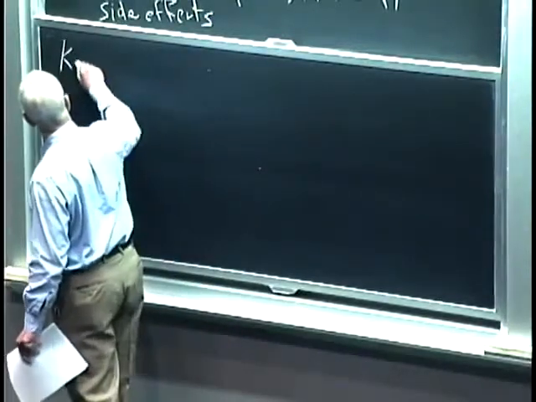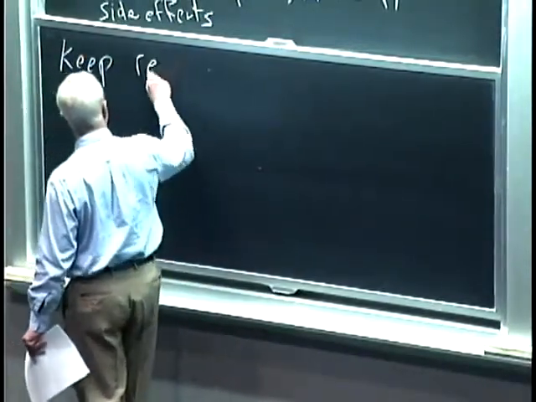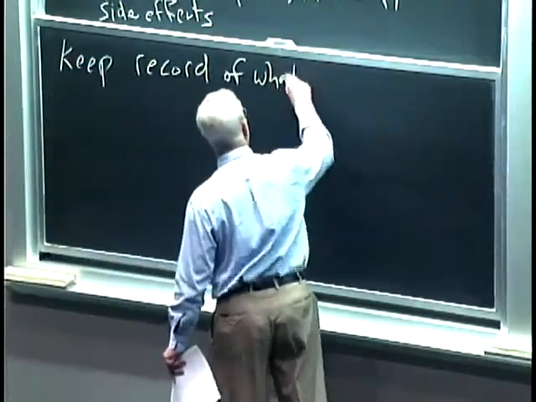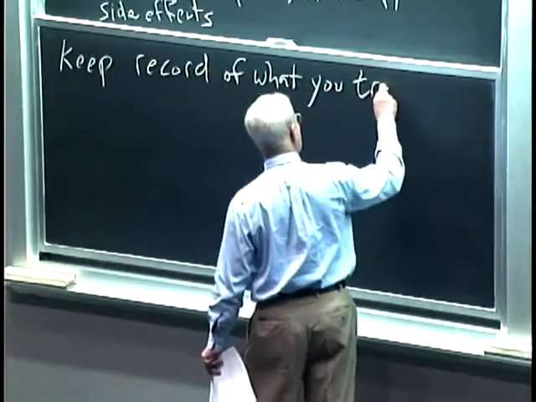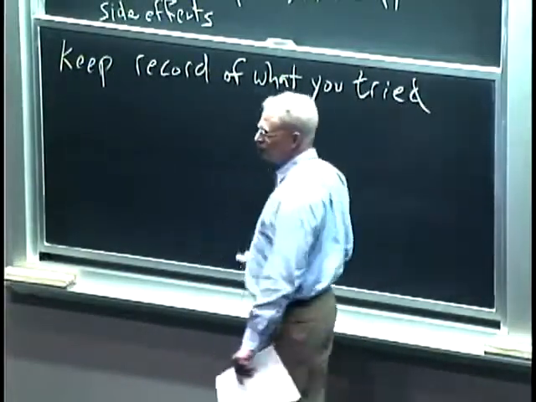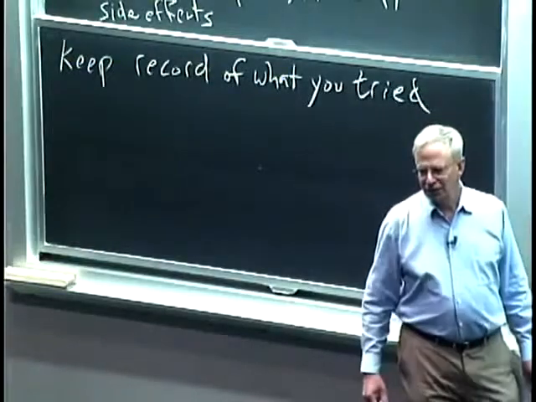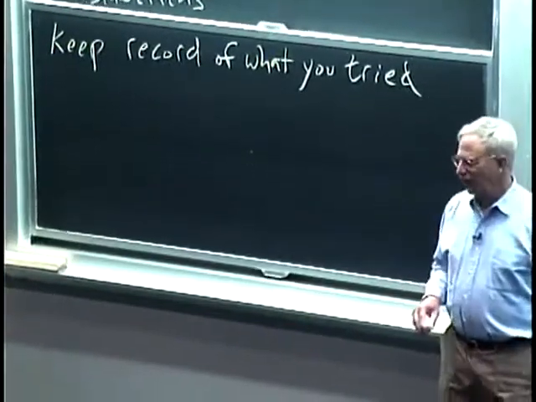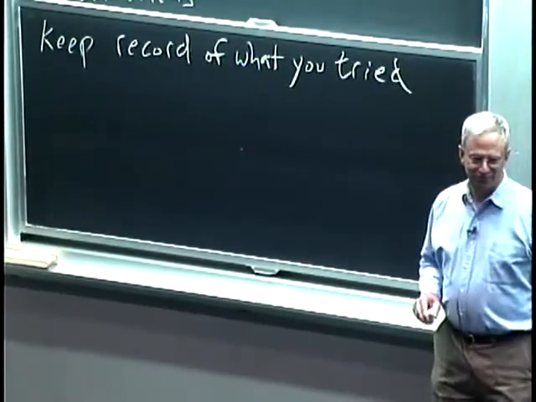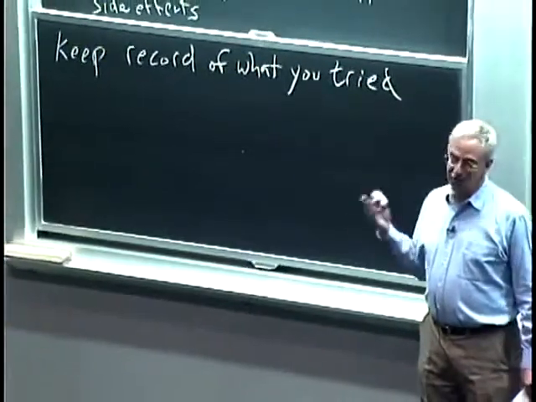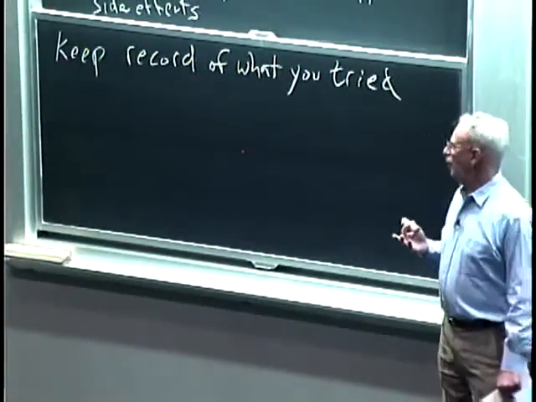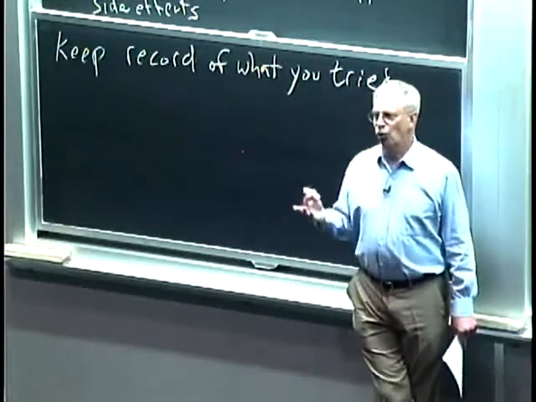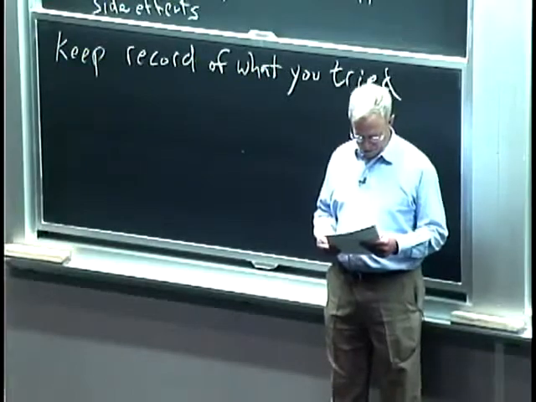A couple of other hints. Keep a record of what you've tried. People will look at things and they'll come in and they'll talk to a TA, and the TA will say, did you try this? And the person will say, I don't know. That leads you to end up doing the same thing over and over again. This gets back to my main theme of Tuesday, which is be systematic. Know what you've already tried. Don't waste your time trying it again.